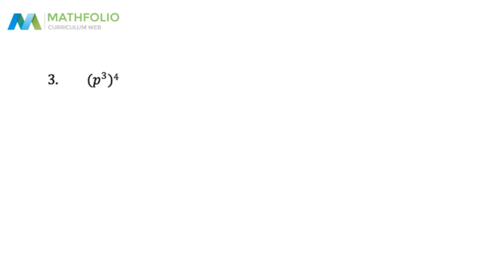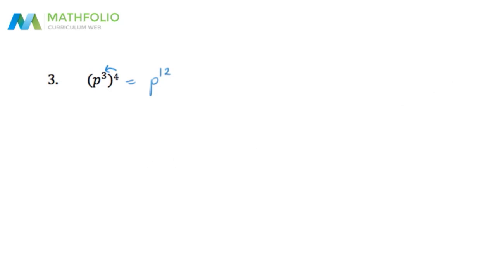Here's number 3. Again, there's a law for this as well. This is going to be the power law of exponents. So here, when you've got a number on the outside, you multiply it by the exponents that you see, or even if it's an invisible 1, you would multiply it by any exponent on the inside. And so this would give us an answer of p to the 12th power.